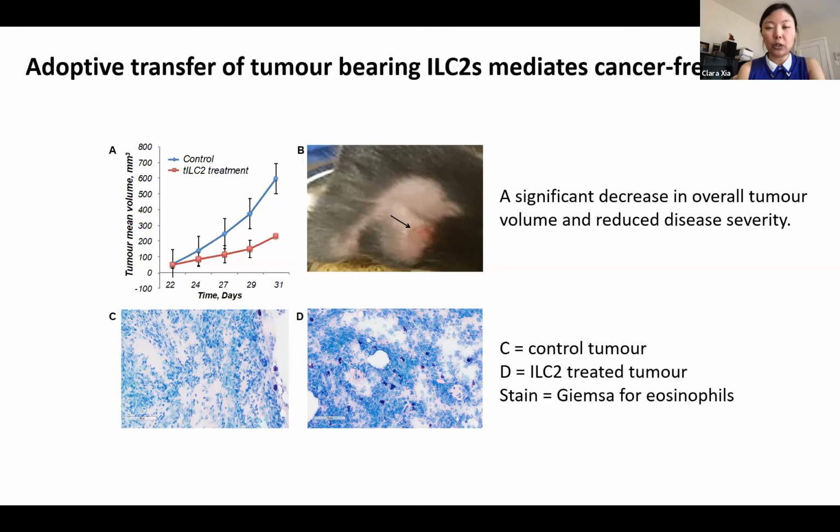C is the control and D is the treated. And as you can see here, adoptively transferred ILC2s allow eosinophils to infiltrate into the tumor tissue, facilitating the anti-tumorigenic effect by eosinophils through the release of granules. And this is likely the result of IL-5 production by ILC2s that facilitated the migration and infiltration of eosinophils.